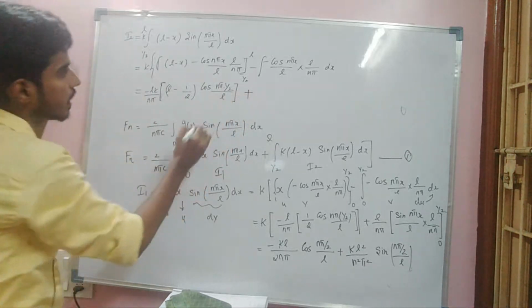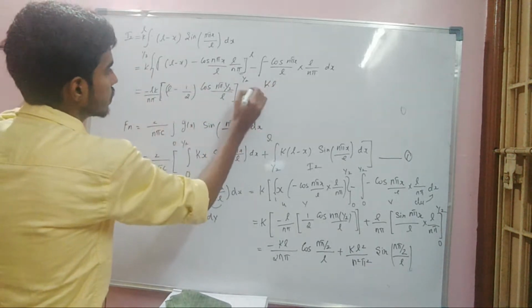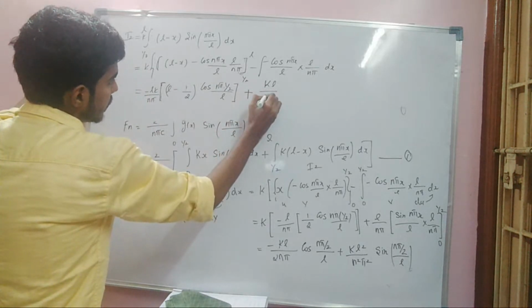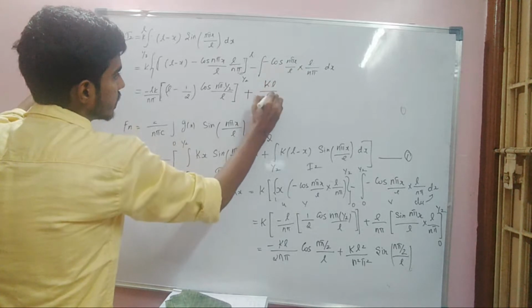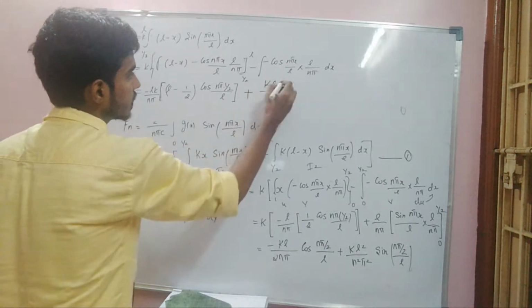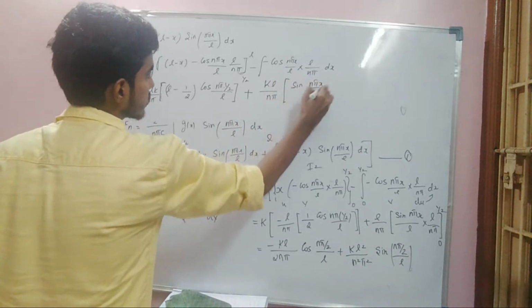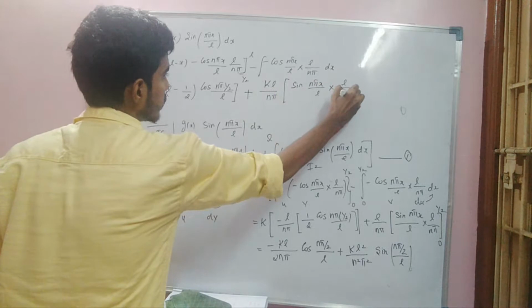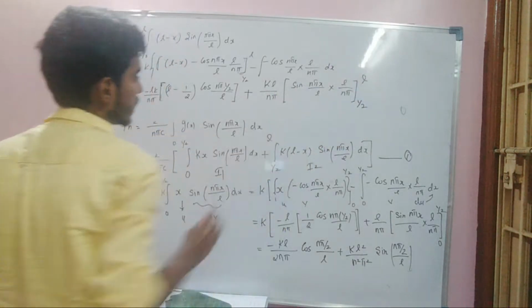Here, multiplying k inside, we will have kL by nπ, and again you have to integrate this. So this will be plus, if you integrate cos x, sin(nπx/L) times L by nπ. The limit is from 1/2 to L.